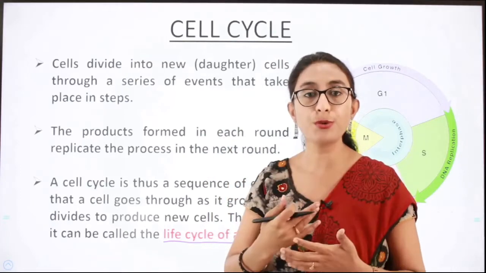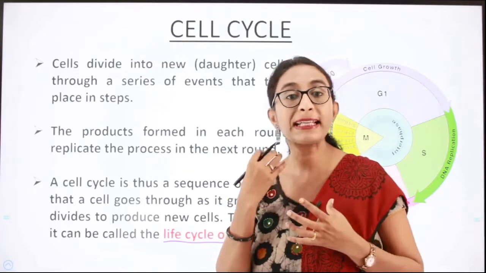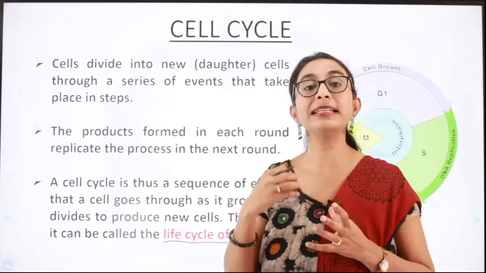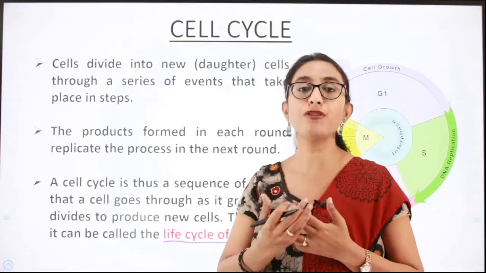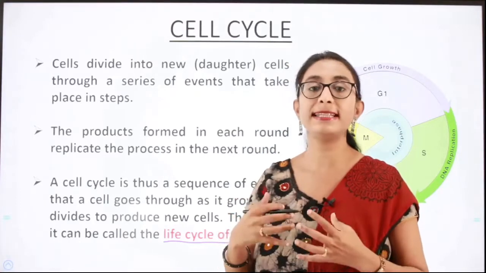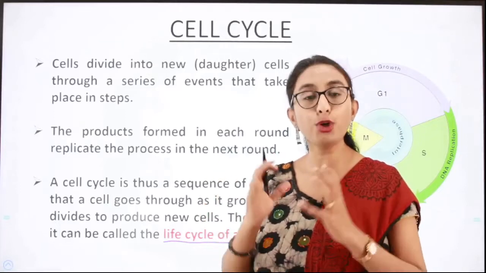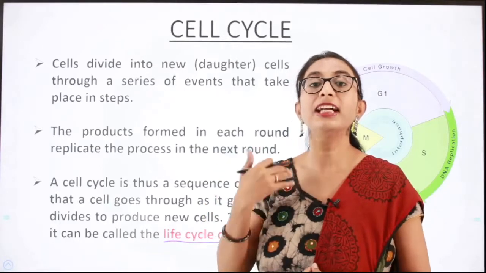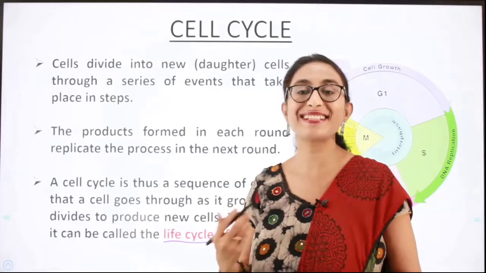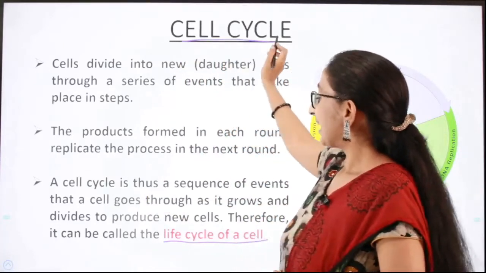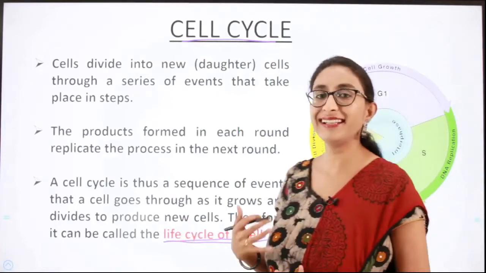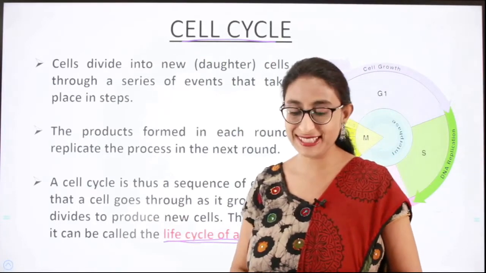How does it grow, what are the activities which happen during the growth phase? What are the activities which happen during the synthesis phase where the replication of DNA happens? So, all these stages and steps put together that a cell has to undergo for its division into two daughter cells is called cell cycle. Hence, we also call it the life cycle of the cell. We discuss the various stages of the cell cycle.